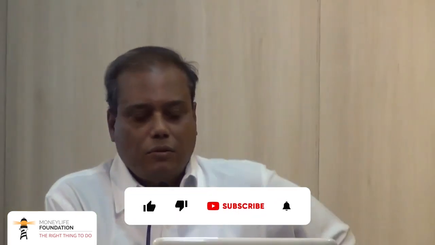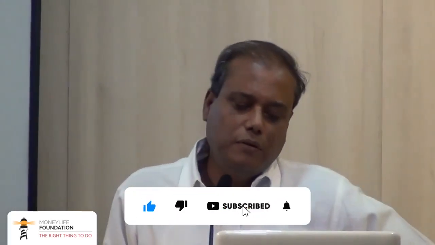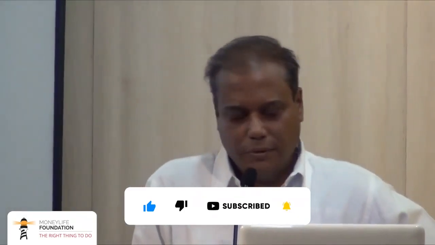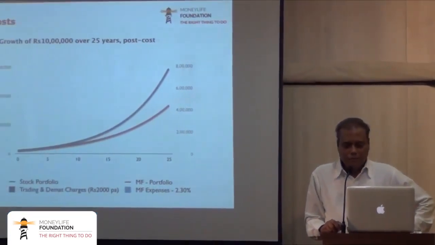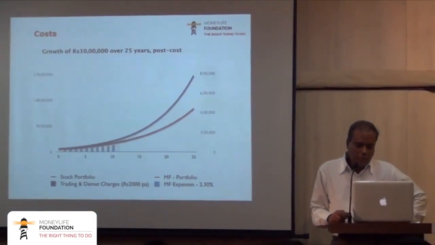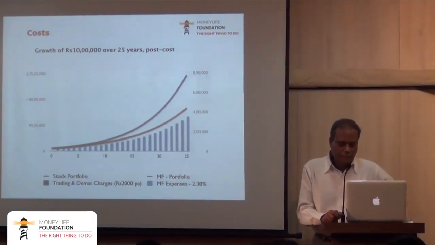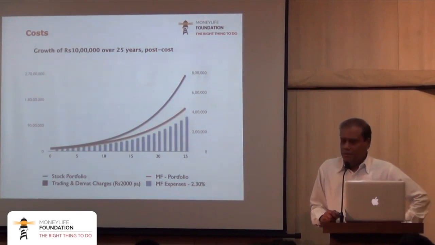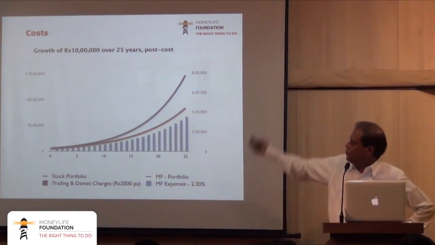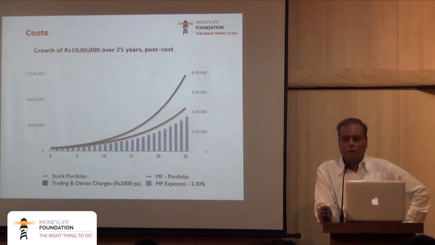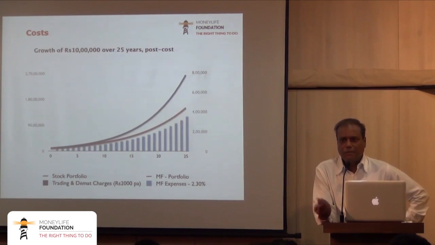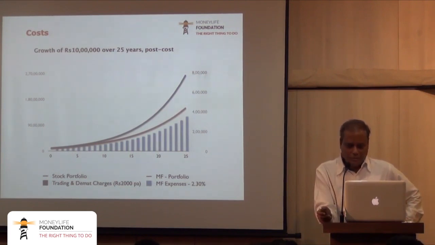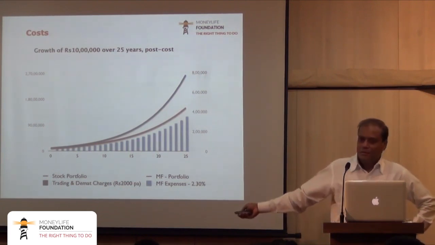Now, this is the growth of a 10 lakh portfolio over 5 years post-cost. Between a stock portfolio and a mutual fund portfolio, I have assumed returns which are identical. And yet, if you notice, the stock portfolio has hugely outperformed the mutual fund portfolio, at the same rate of return. Doesn't matter what the rate of return is. Maybe it is 15% or so. You would notice something quite interesting.